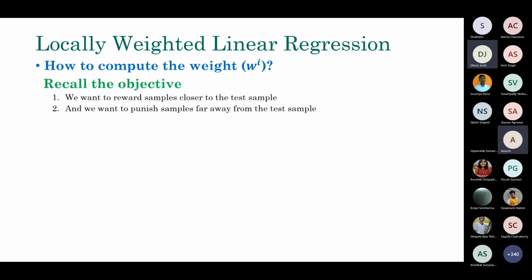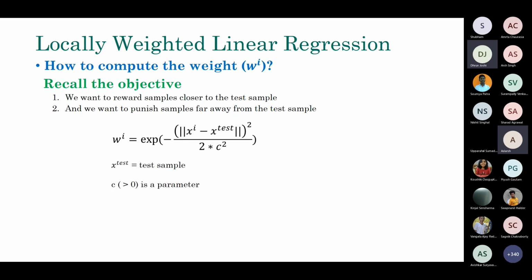The two objectives we have: we want to reward samples closer to the test sample, and we want to punish samples far away from the test sample. So we have to construct the function WI in such a way that we satisfy these two conditions. That's the essential idea here.